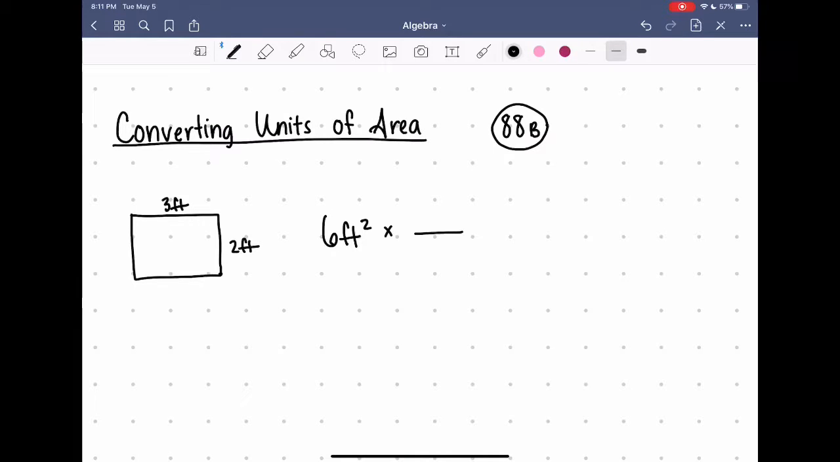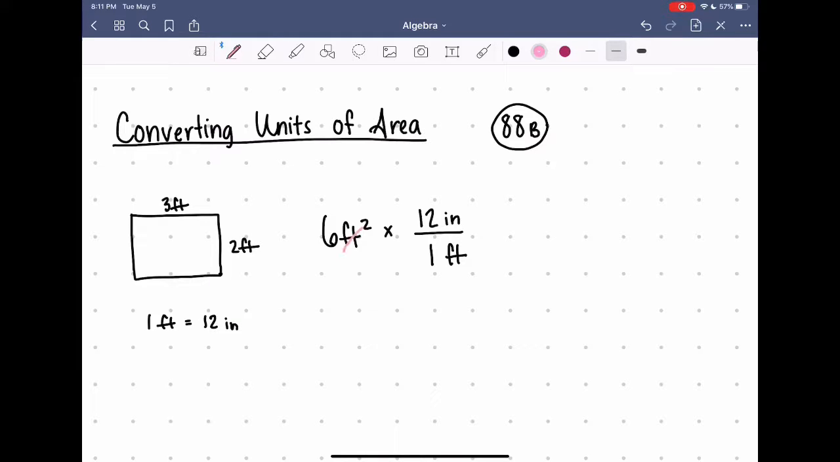So let me write my ratios over here. For every 1 foot, I have 12 inches. So I only have to use one ratio here. And as I did before, I'm going to put what I'm getting rid of on the bottom. So I don't want to be in feet anymore. And I know that for every 1 foot, I have 12 inches, and that will make this feet cancel out.